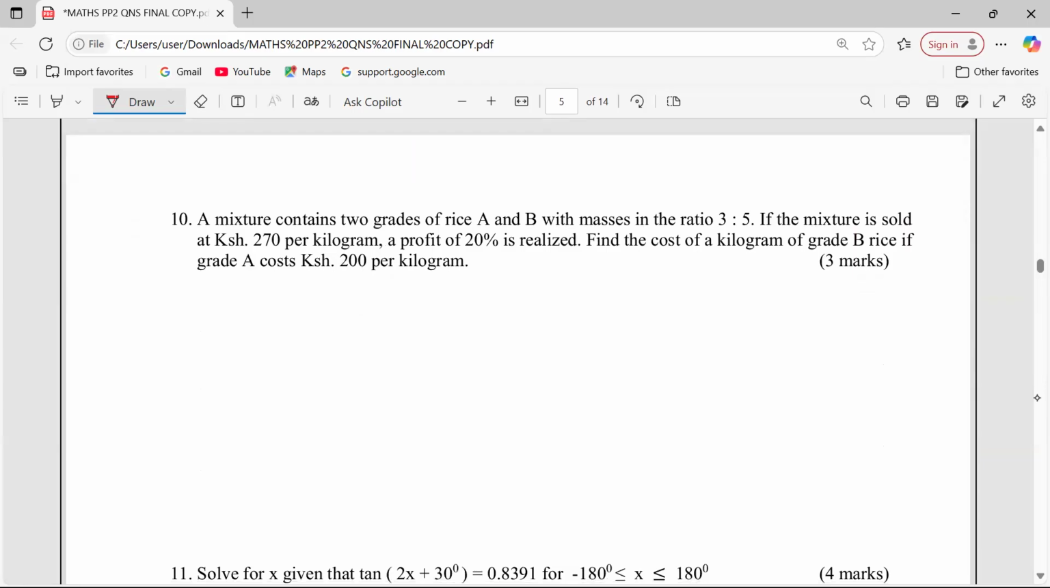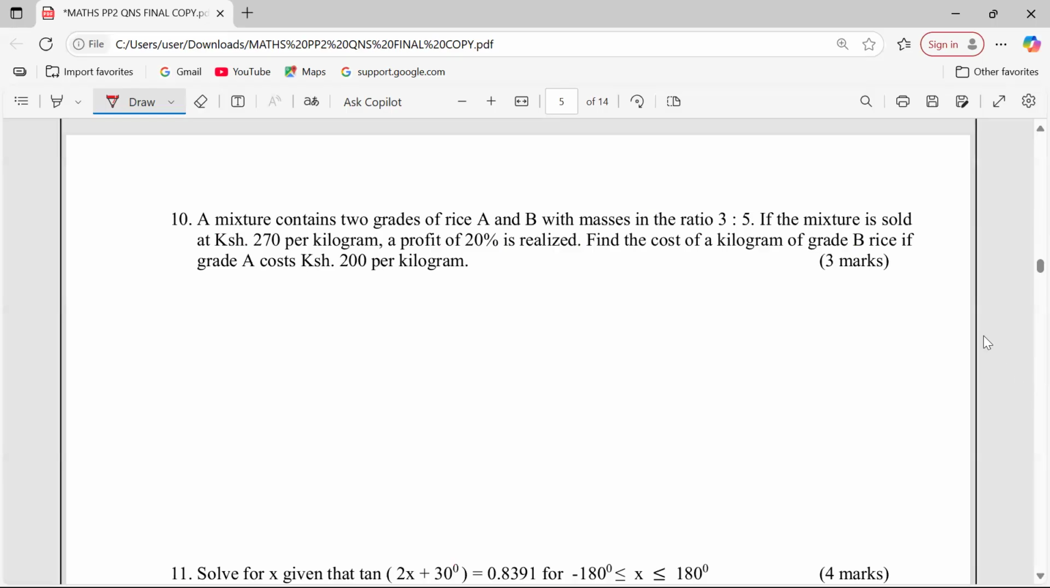Number 10, on mixtures. Another interesting area that is usually evaluated in the national examinations. A mixture contains 2 grades of rice, A and B, with masses in the ratio 3:5. If the mixture is sold at 270 Kenya shillings per kg, a profit of 20% is realized. Find the cost of 1 kilogram of B if grade A costs 200 per kilogram.